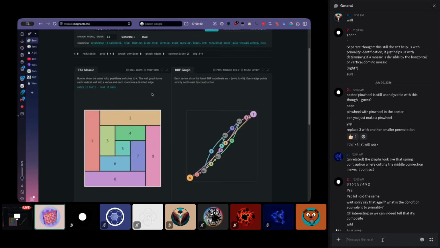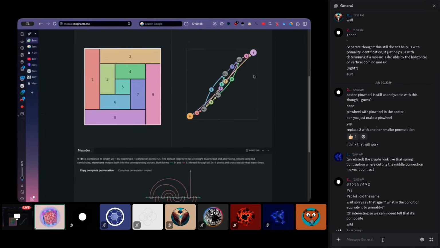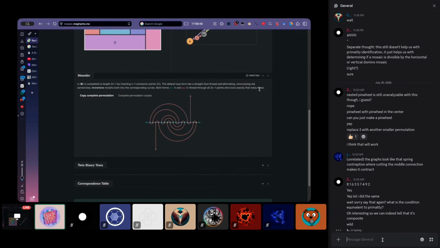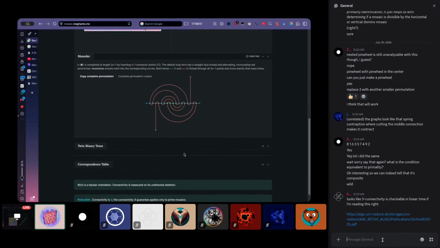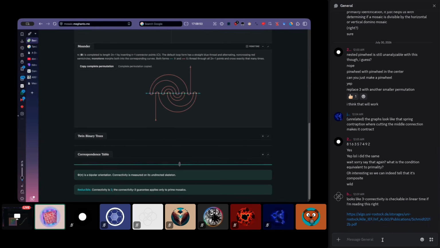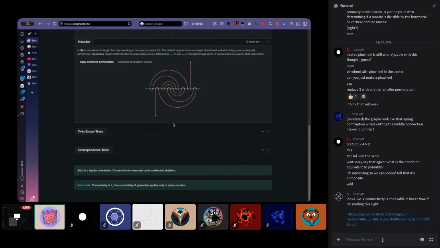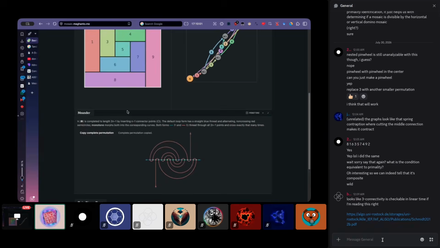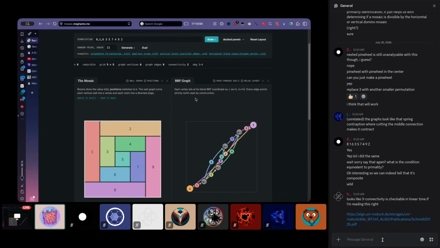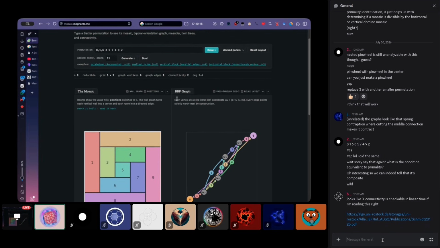So that's this graph. I would like to talk about this or the twin binary tree. Does this look interesting? Let's do it in order. Yep, tree connectivity is checkable in linear time. Actually, before I mention, there is another way to check for primality that does not require us to stay in graph land. What if we look at the permutation itself?